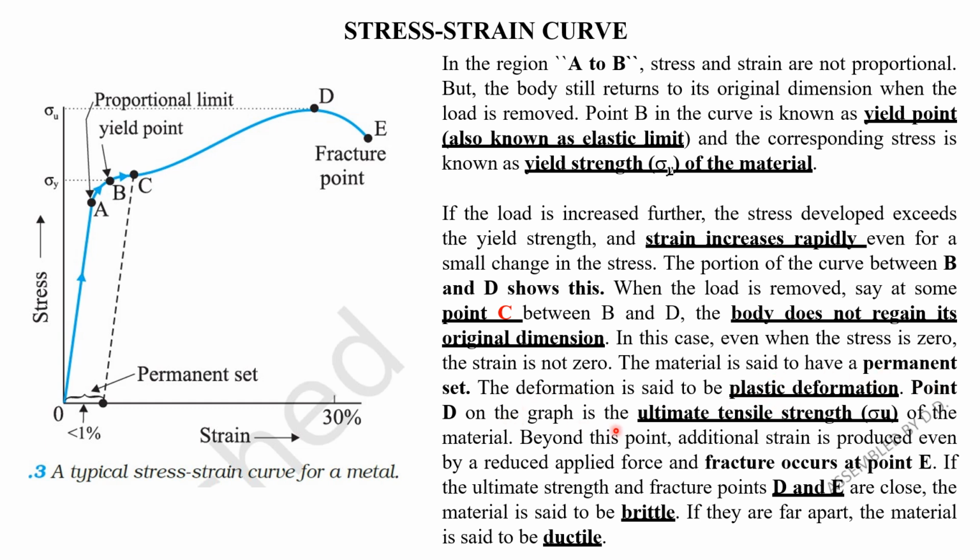The point D on the graph is the ultimate tensile strength of the material. Beyond this point, additional strain is produced even by a reduced applied force, and fracture occurs at point E. So this point E is known as the fracture point. If the ultimate strength and fracture points D and E are close, the material is said to be brittle. If they are far apart, the material is said to be ductile.